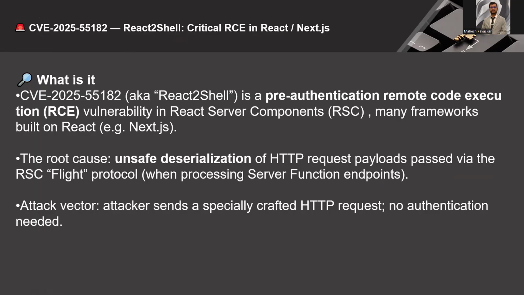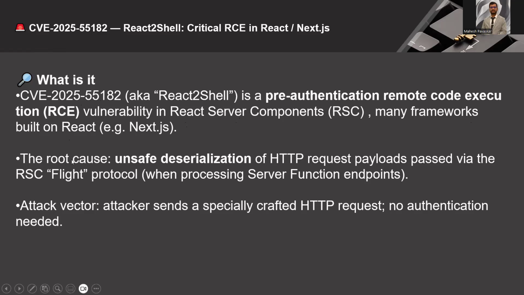What is it? CVE 2025-55182. We call this react2Shell. It is a pre-authenticated remote code execution vulnerability in React Server Components. This vulnerability is present in React Server Components, RSC, and in many frameworks built on React, for example Next.js.